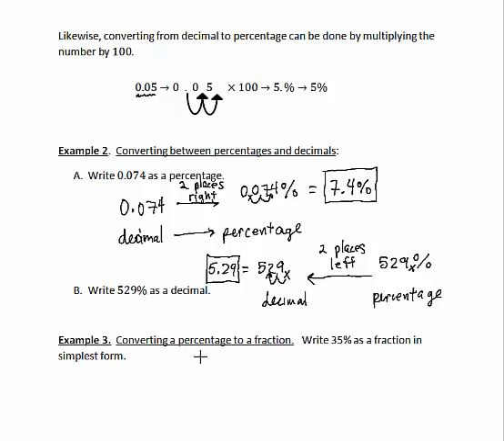Example 3, converting a percentage to a fraction. Write 35% as a fraction in simplest form. Oh, I misspelled that. Decimal on the left, percentage on the right. We already know how to switch back and forth between these two formats.